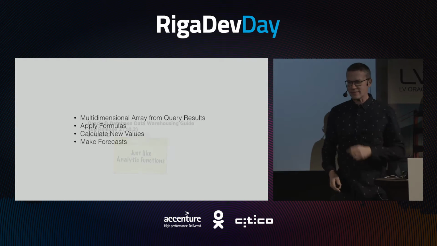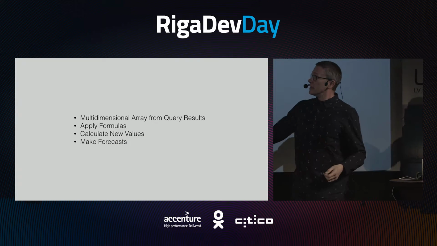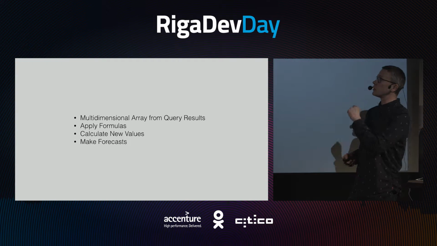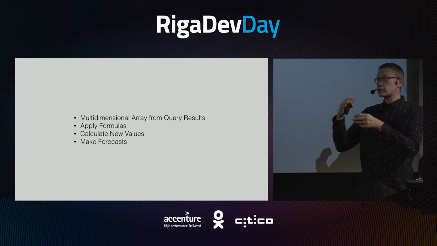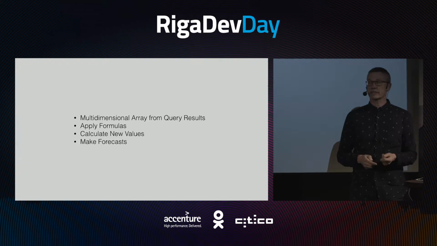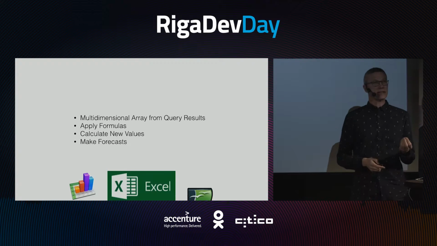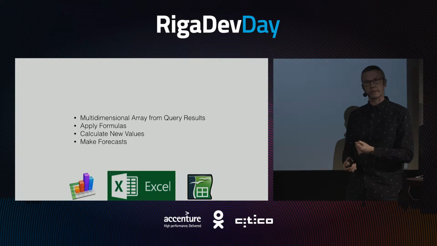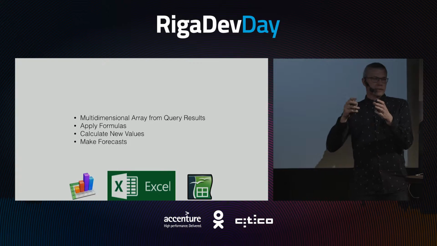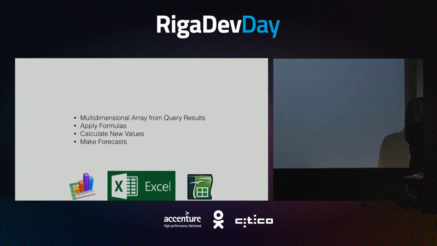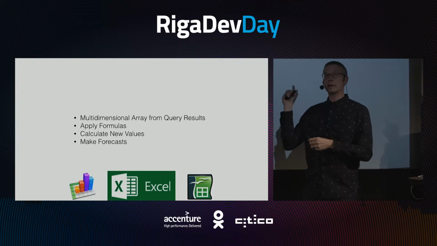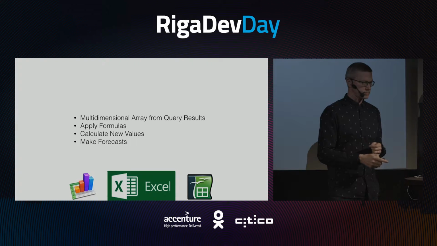Model clause. So, what is a model clause? It's a multidimensional array based on a query result. And you can apply formulas to them, calculate new values, do predictions, that kind of stuff. Make forecasts. It's almost like having Excel or Numbers in your database. And that's the use case for it. If you extract your data and do all kinds of manipulations on it in Excel, then you might be looking at the model clause.